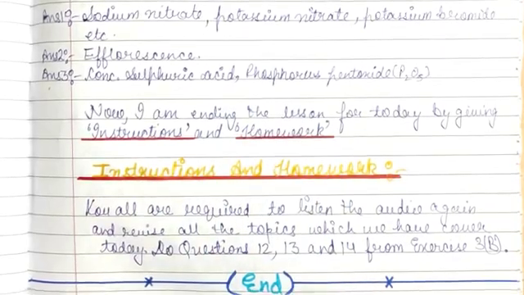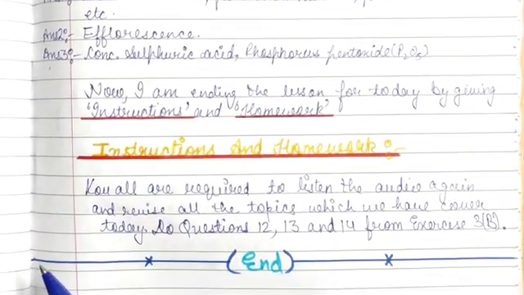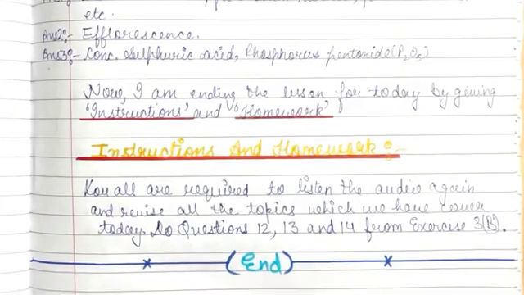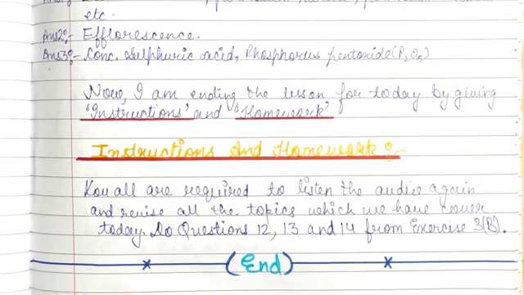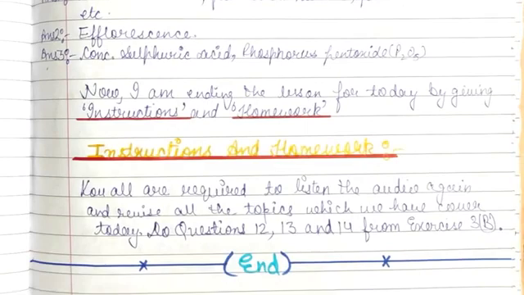Now I am ending the lesson for today by giving instructions and homework. You are all required to listen to the audio again and revise all the topics which we have covered today. Do questions 12, 13 and 14 from exercise 3B.